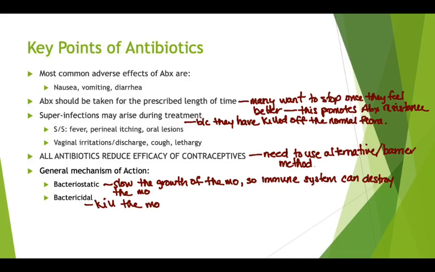General mechanism of action for antibiotics. You have your bacteriostatic, which helps to slow the growth of the organism so that the immune system can then destroy the organism itself. So your bacteriostatic doesn't eradicate it, it just slows its growth. It allows the immune system to do its job without the bacteria growing in too much of an excess that will overwhelm the immune system. And then you have your bactericidal, and that one will kill the organism completely.